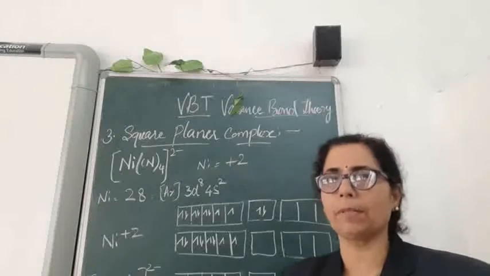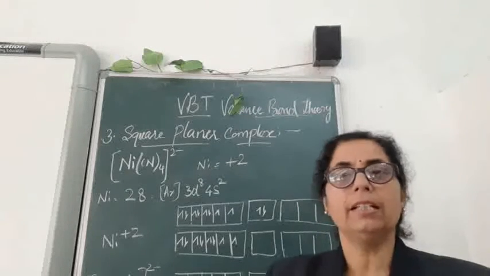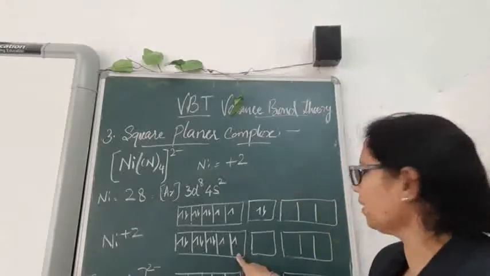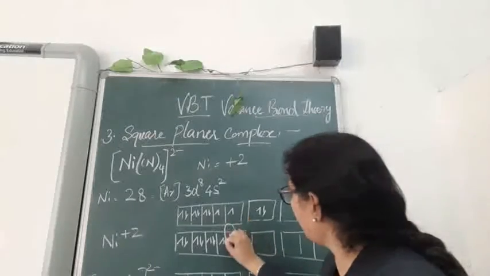Now how to get the square planar? In order to get the square planar, the hybridization should be dsp2. It should be dsp2. Okay. So how to get dsp2? This unpaired electron which is present here will pair up.